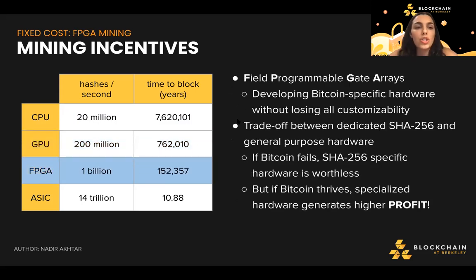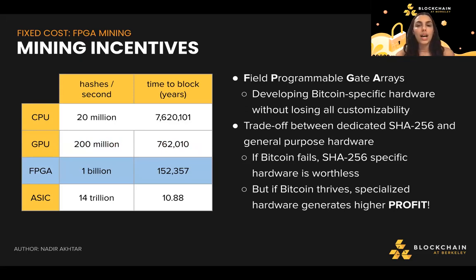And then we move on to FPGA, which stands for field programmable gate arrays. And this is when we start to see actually Bitcoin specific hardware being developed, without losing all customizability. This isn't exclusively Bitcoin, but this is when hardware more tailored towards mining started to be developed. And you get a little bit of a trade-off between just dedicated SHA-256 algorithms, which is what we see in an ASIC, which is exclusively meant to just run SHA-256, which is why it's so fast, but it also can literally do nothing else, and general purpose hardware.